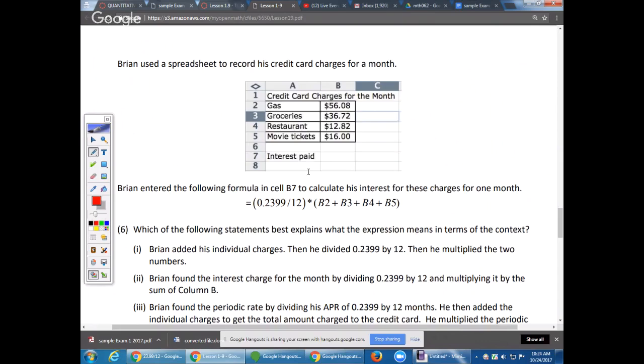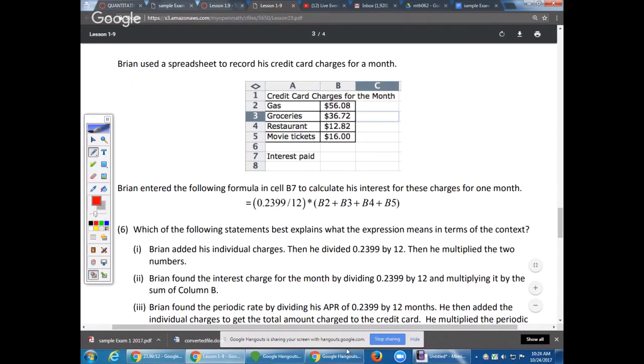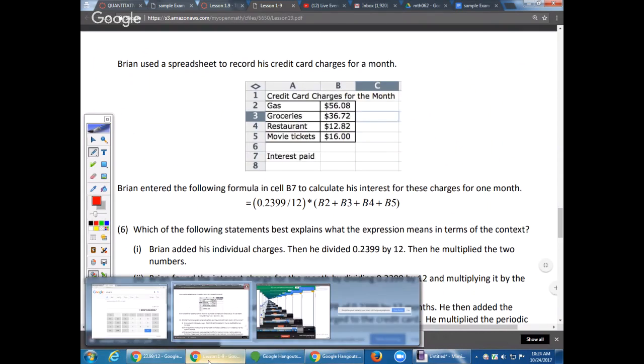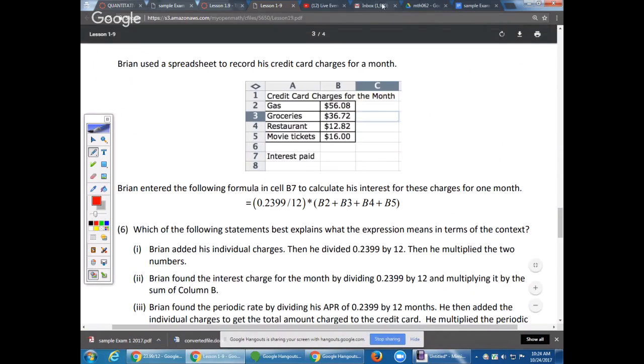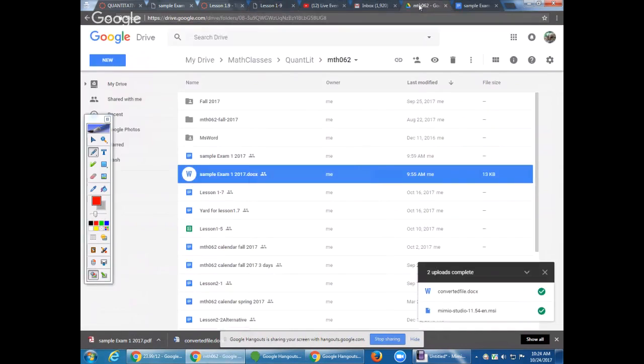Okay, so before we do this one right here, we're going to make a spreadsheet based on the work we just did with Juanita and Brian. And so I need a spreadsheet.